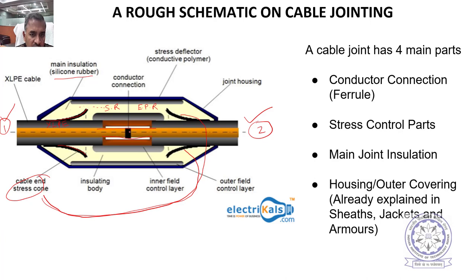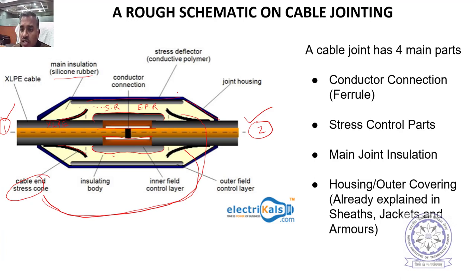There are several methods to join these conductors. After the conductors are joined, you can see the insulating body, the inner field control layer. As we discussed just now, this is the joint portion where the field is graded on the inner side. And then this is the outer stress deflector, again a conductive polymer. This entire structure is the joint housing.